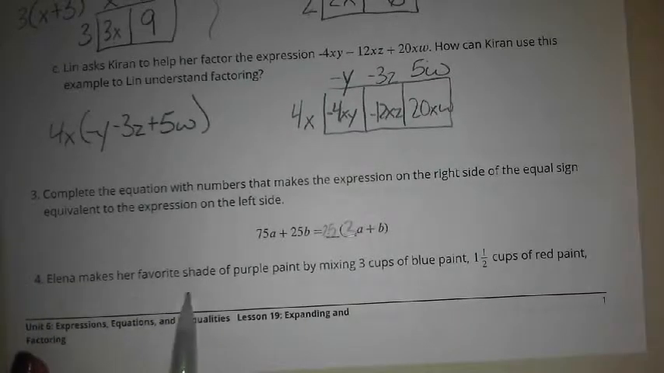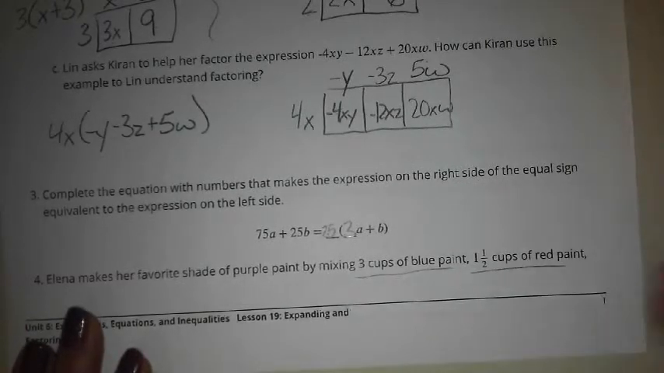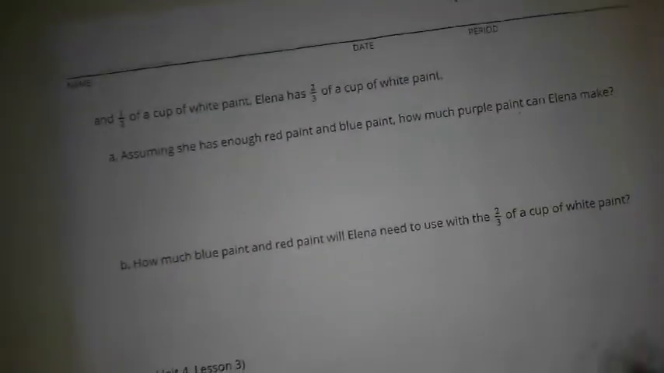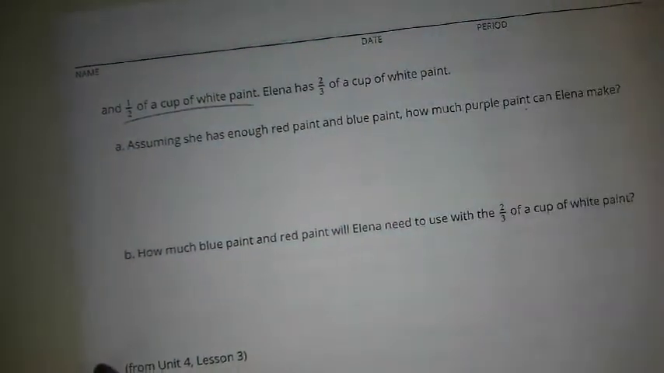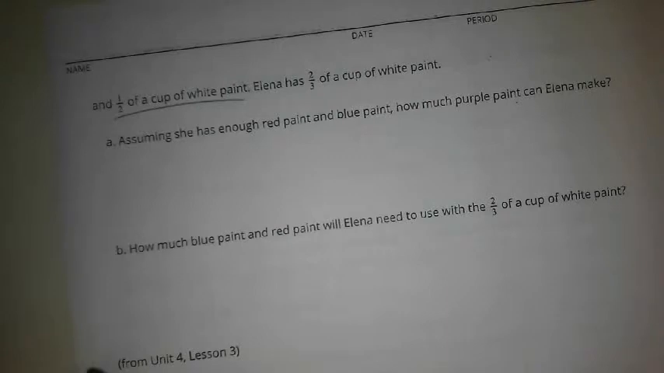Okay, Elena makes her favorite shade of purple paint by mixing 3 cups blue paint, 1.5 cups red paint, half cup of white paint, and Elena has 2/3 cups of white paint. Assuming she has enough red paint and blue paint, how much purple paint can Elena make?